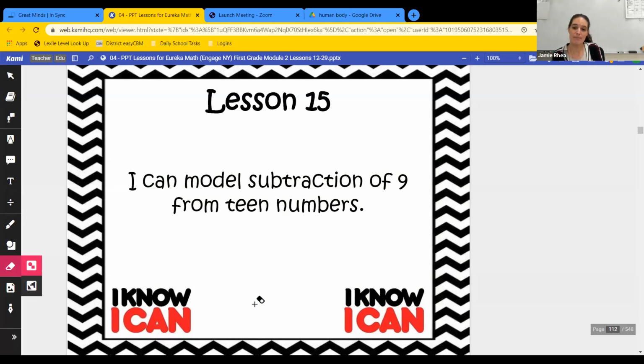We did this yesterday where we had a teen number like 15 and we made the 10 and the 5. Then we crossed off the 9, and then we had the 1 and the 5, and it made 6. So we're going to keep doing that today. We're going to do a little more practicing. We're going to keep going because, my friends, the more we practice, the better we get.